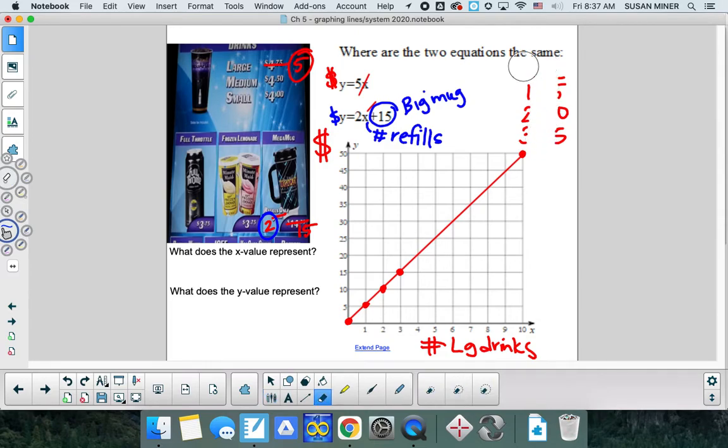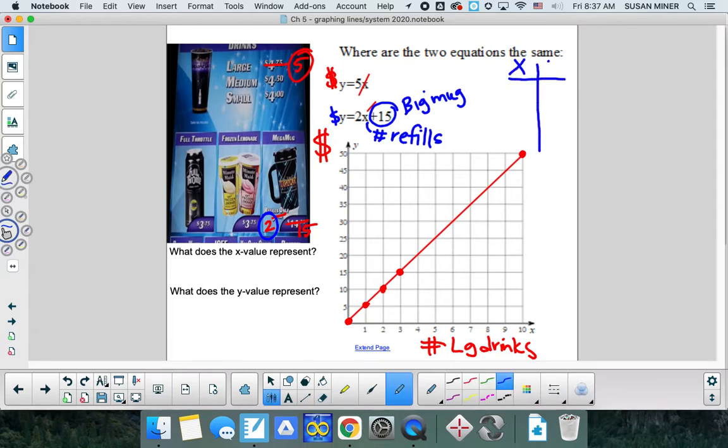So if I go to the movie theater and I don't ever refill my mug, I just buy it, right? So this time we're going to create a table of values representing the cost of the big mug. It's $15 if I buy the mug and then don't ever refill it. If I refill it one time, then my total cost is going to be $17. If I refill it 2 times, my total cost is going to be $19.